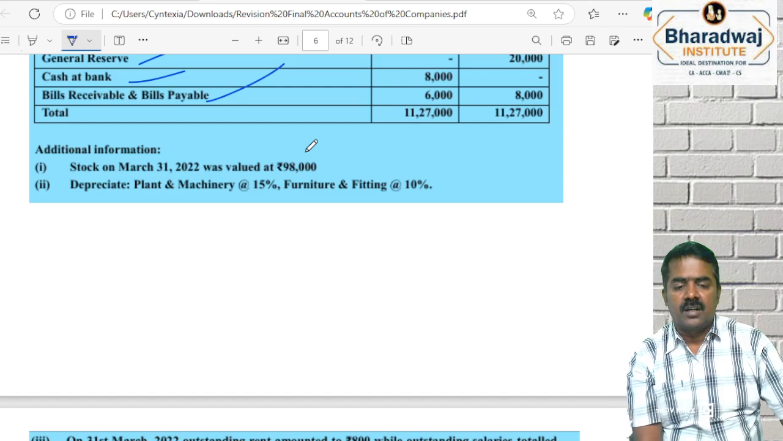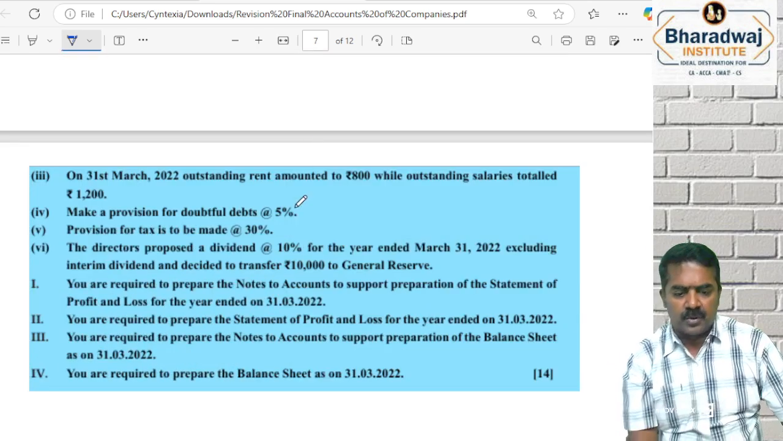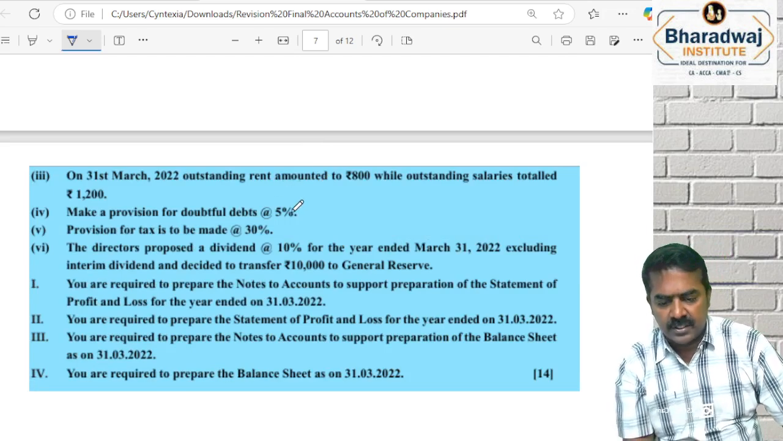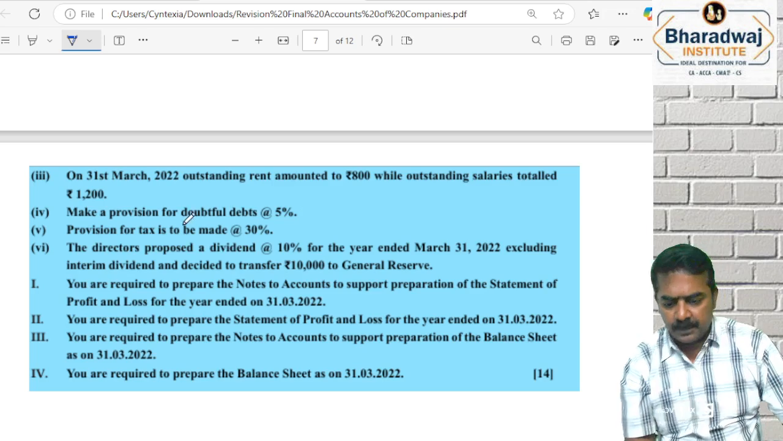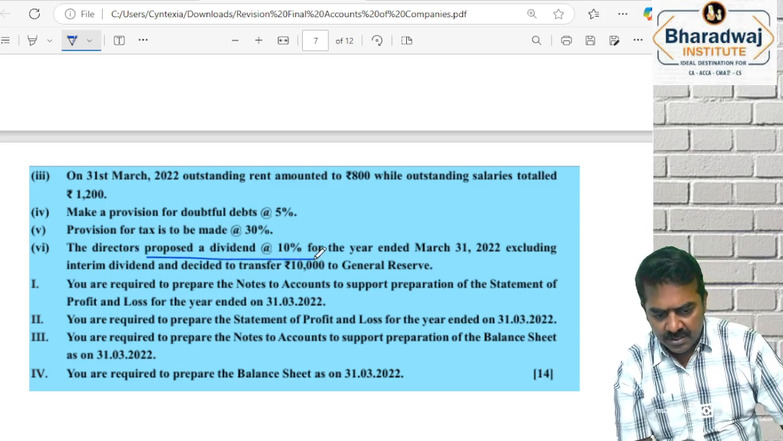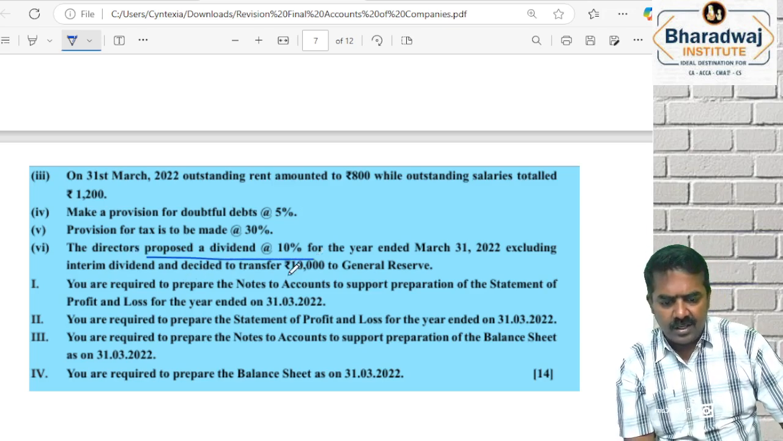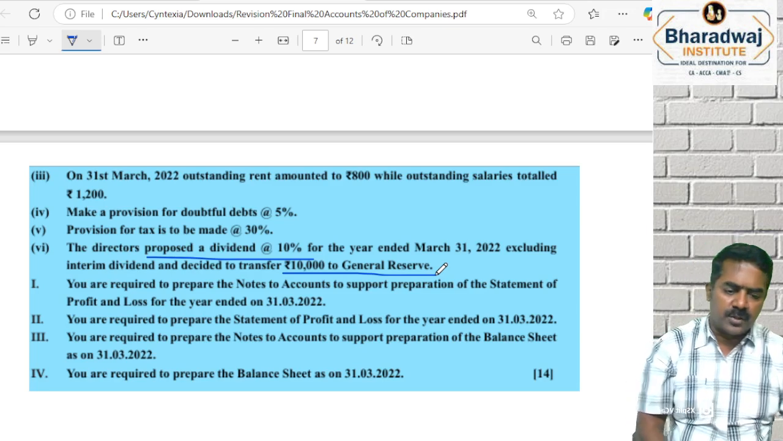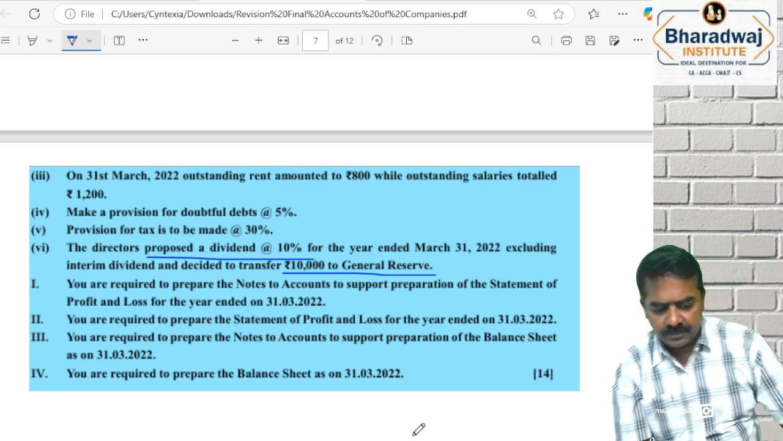Closing stock is given. Depreciation they asked you to provide. Outstanding rent, okay, outstanding salary we'll add with respective expenses. Provision for bad debts 5%. Proposed dividend is just a notes to accounts. Interim dividend is already done. Then transfer to general reserve. Transfer to general reserve we'll adjust in P&L account.